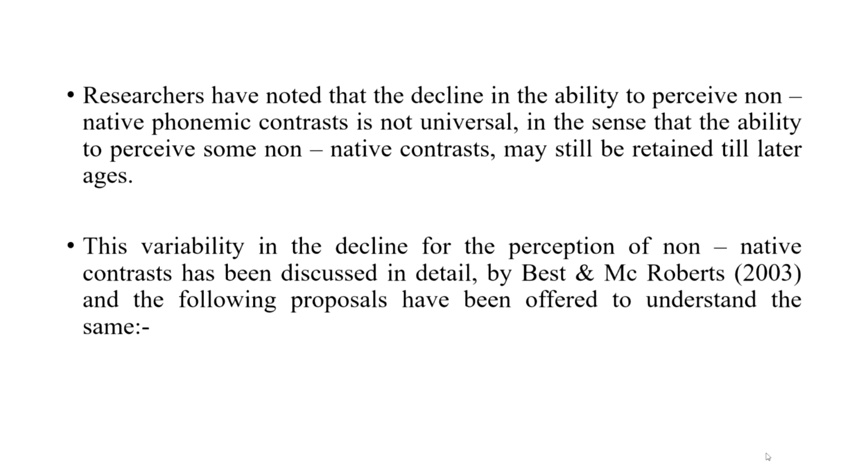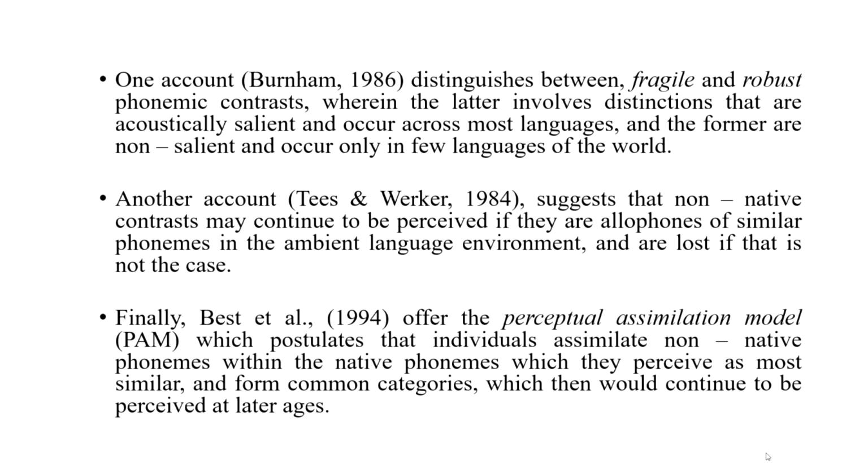Some aspects are still retained, and let's talk about them, because Best and McRoberts present a few accounts trying to explain which of these abilities, or the ability to perceive which of these contrasts, will actually remain. One account, given by Burnham, distinguishes between fragile and robust phonemic contrasts. Fragile contrasts are non-salient and occur only in a few languages of the world, but robust phonemic contrasts are ones that are very salient and are found across several languages.